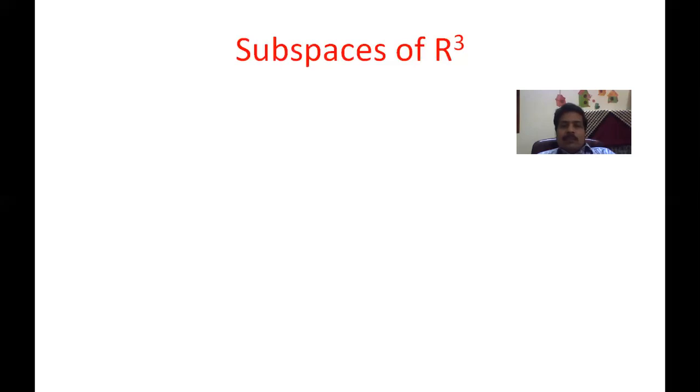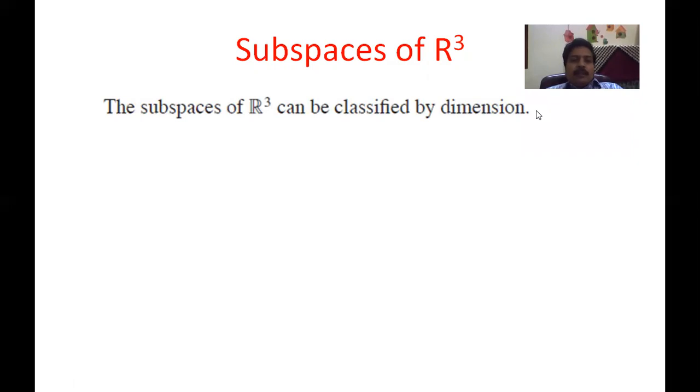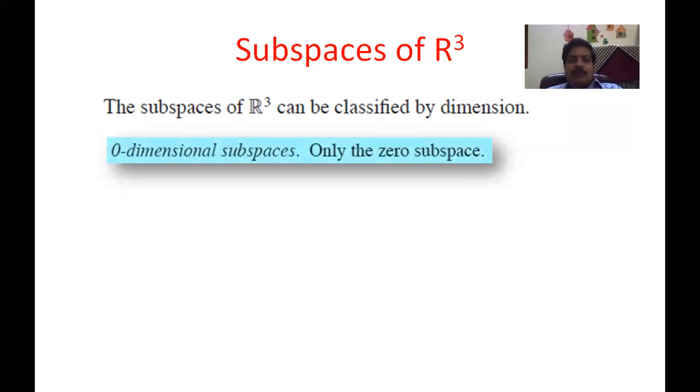Let us look into some examples of subspaces of R3. Let us classify these subspaces of R3 by using the dimension. The subspaces of R3 can be classified by dimension. First, zero-dimensional subspaces. The zero subspace, which is a set containing only the zero vector, is the zero subspace and its dimension is 0. That will be only 1.